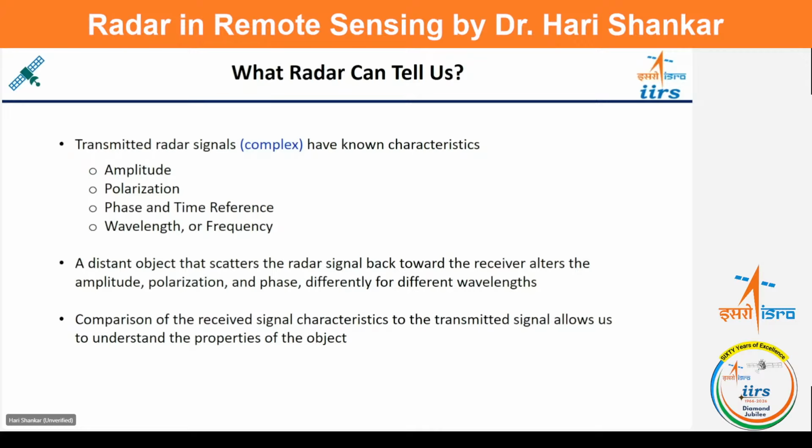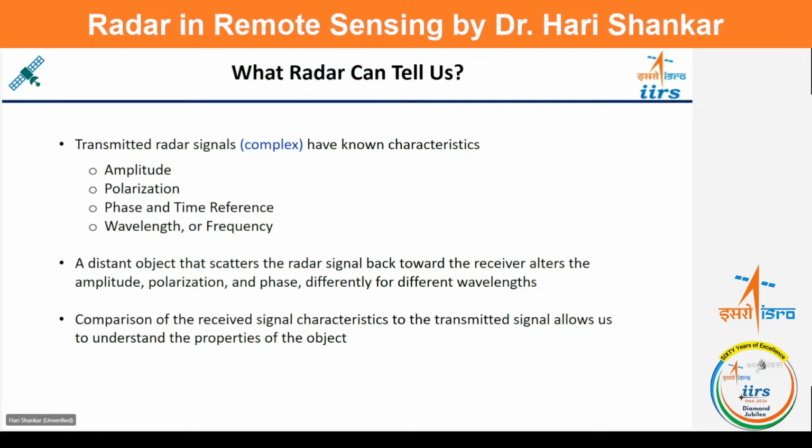And the wavelength, like whether you are using an X band radar, C band radar, L band radar, S band radar, or P band radar. So basically, we are choosing a particular monochromatic wavelength, or frequency, of a particular radar signal.